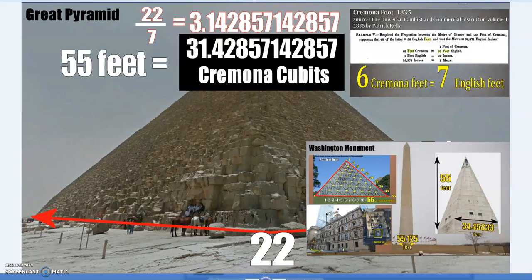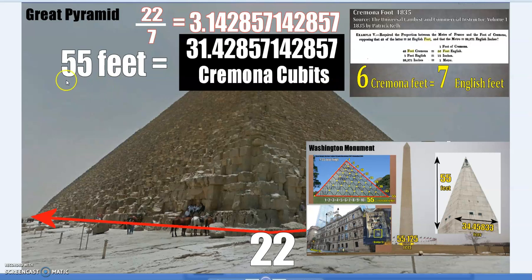Now, what's interesting is that 55 feet is 31.428571 repeating Cremona cubits. Now, 6 Cremona feet is 7 English. It's one of these things which appeared in older texts, such as commercial guides for people in commerce who needed to know their weights and measures. This particular book listed all the various regional weights and measures, but it's fallen out of use. It's a very curious thing.